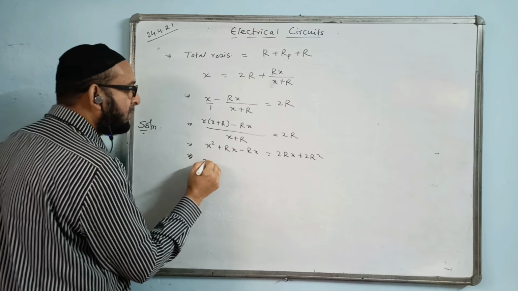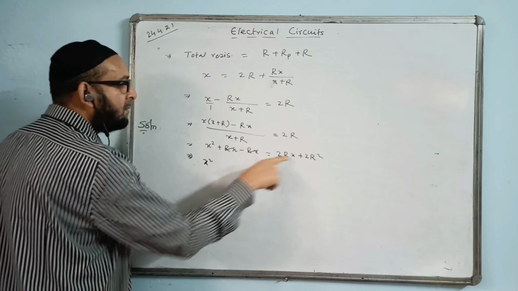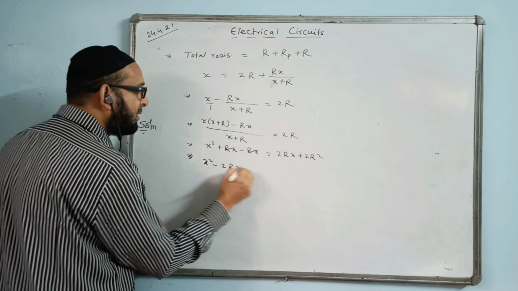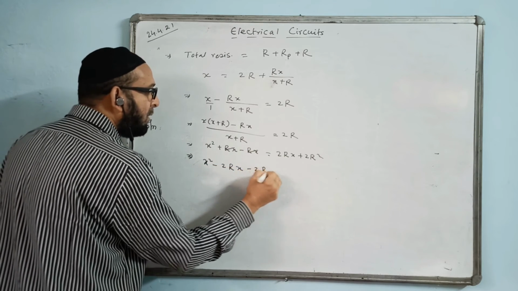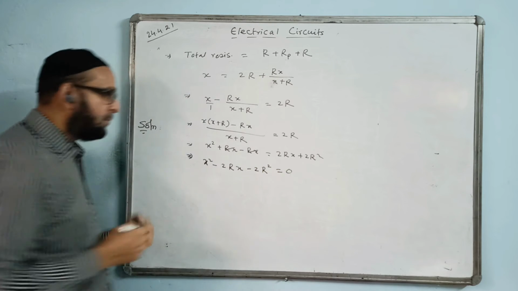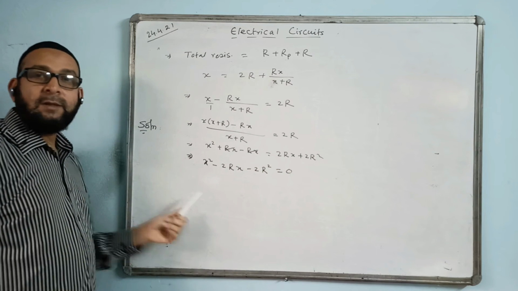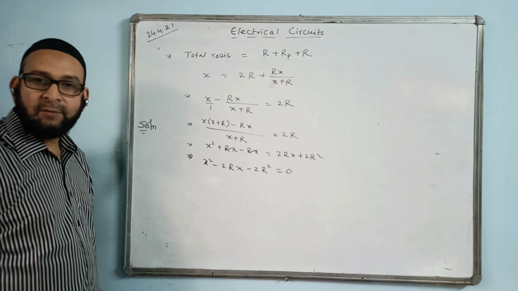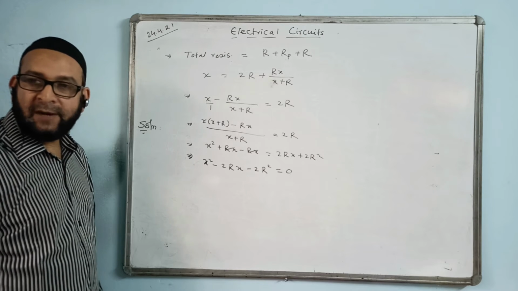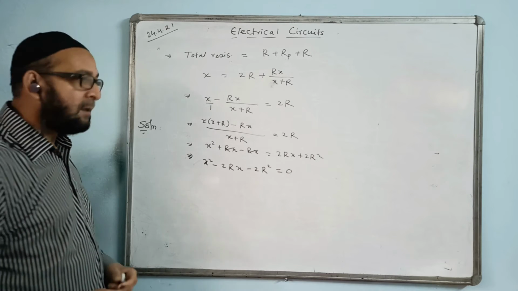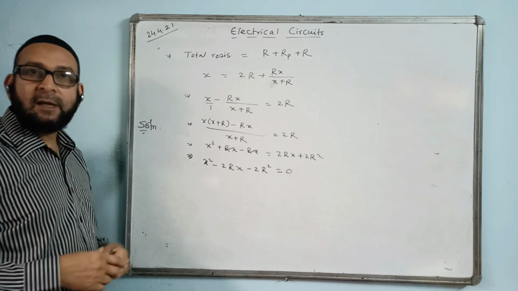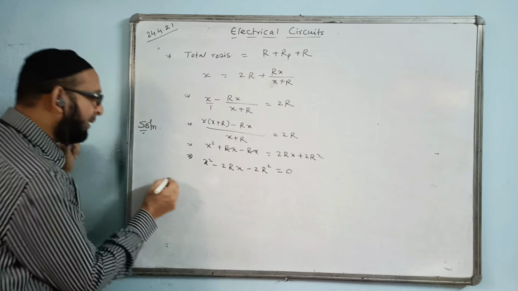Then these two will cancel. X square minus 2Rx minus 2R square equal to 0. Now this is the quadratic equation which we have to solve by the formula method and find the value of x. The class 10 Sridharacharya formula we will follow to find the value of x.